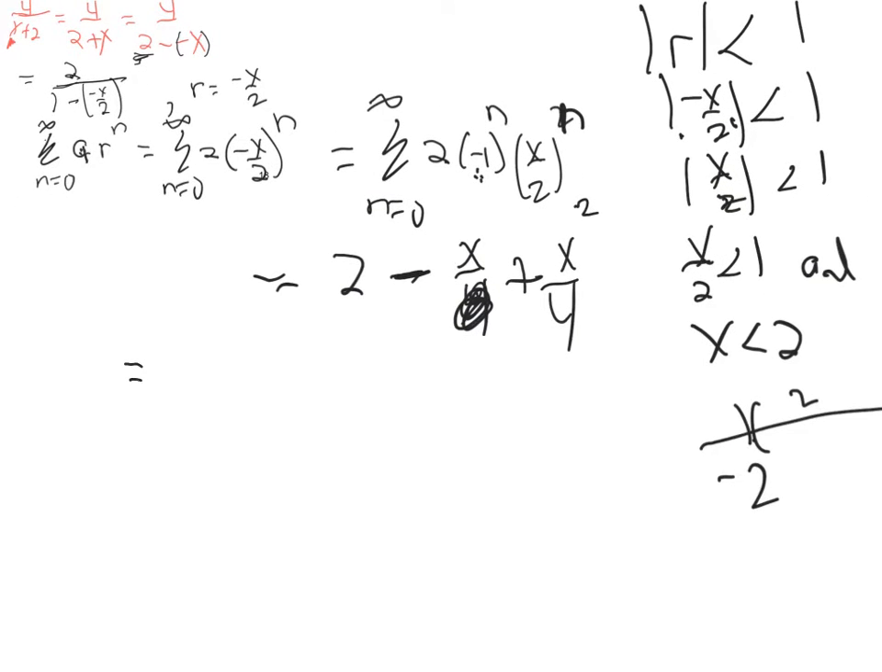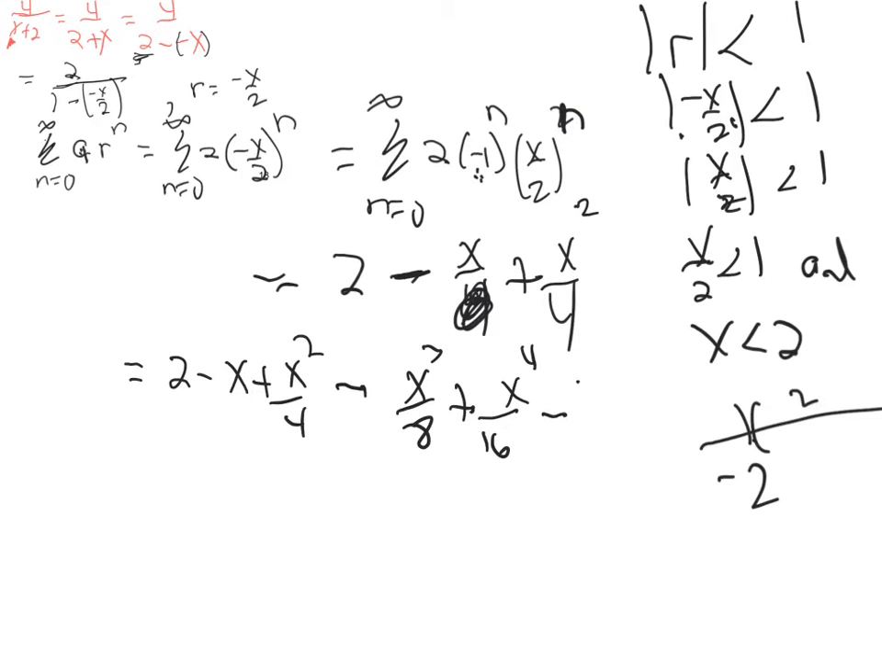Make more room. 2 minus x plus x squared over 4. When n is 3, it's minus again. x cubed over 8. Do you see the pattern? Plus x to the 4 over 16 minus x to the 5 over 32 plus. You got the pattern? Let's check it. Let's check everything.